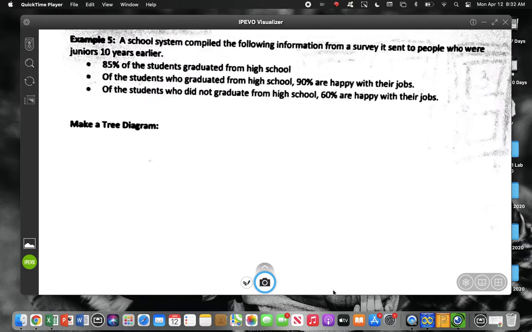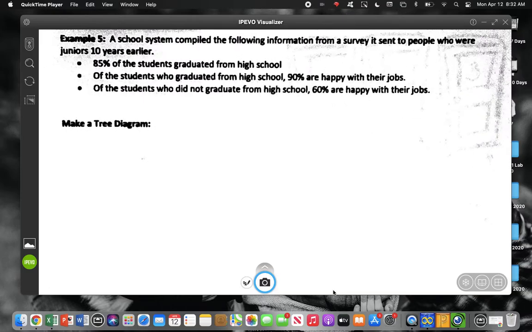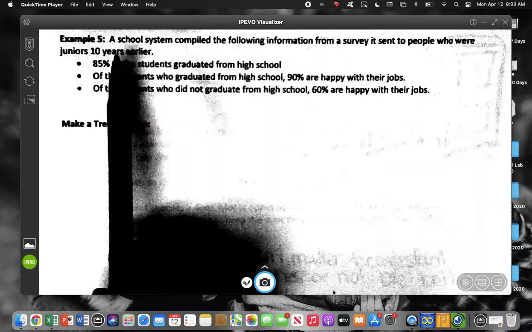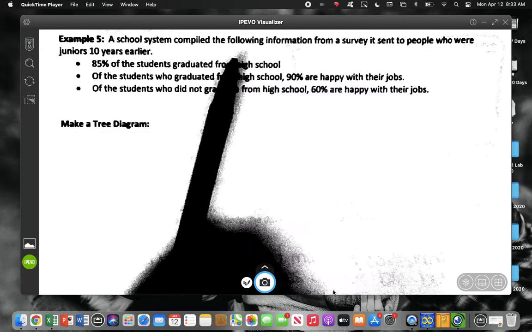So if you look at this example 5, it's telling you that a school system compiled the following information from a survey and then sent it to people who were juniors 10 years earlier. So they're going back and asking people that had attended their high school different things about whether or not they graduated and how satisfied they are with their jobs. So it gives you some information. The very first thing it says, 85% of the students graduated from high school.